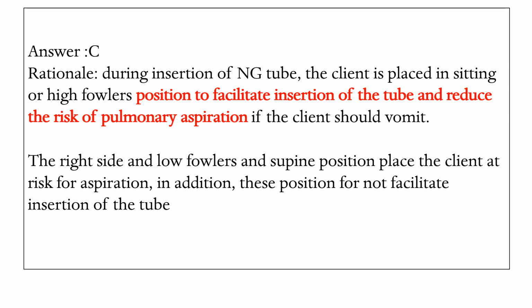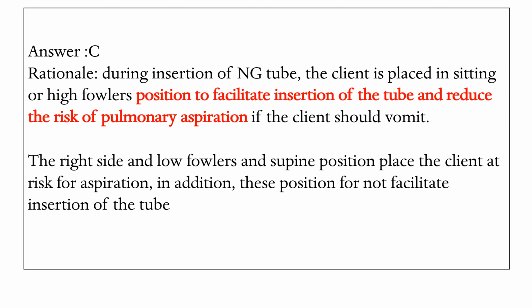Why? To facilitate the insertion of the tube and reduce the risk of pulmonary aspiration if the client should vomit. So you must make sure that the client will not be aspirating during insertion of your NG tube. So why are the right side, low Fowler, or supine positions inappropriate? Because there is a risk for aspiration.